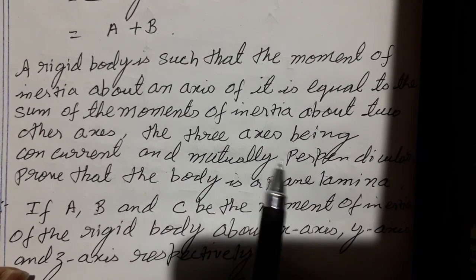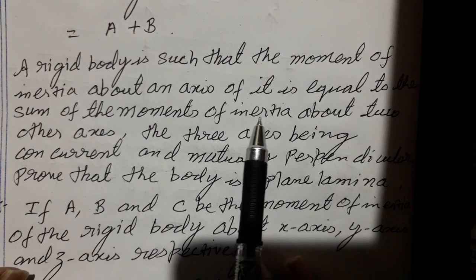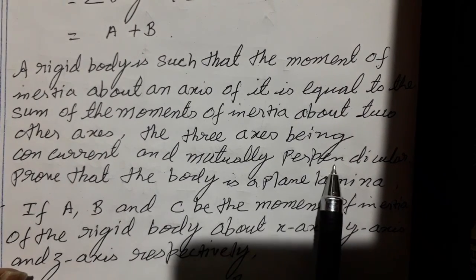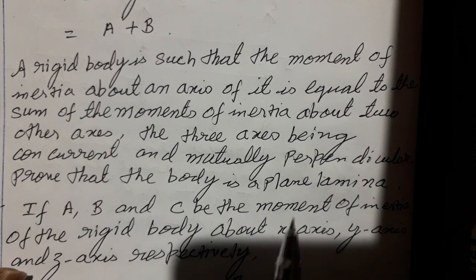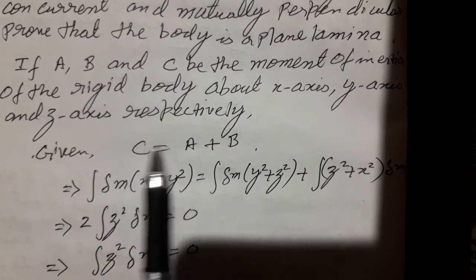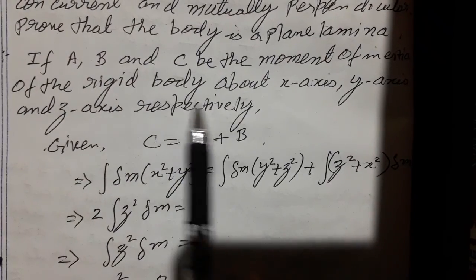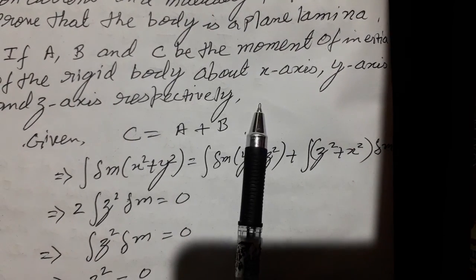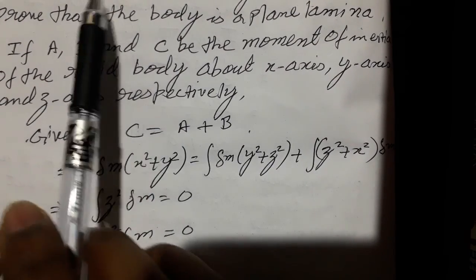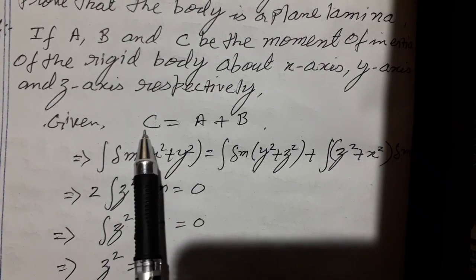Before that, suppose we take a rigid body in such a way that the moment of inertia about an axis is equal to the sum of the moments of inertia about two other axes, and these axes are mutually perpendicular. Then we have to show that the body is a plane lamina. I'm taking A, B, and C to be the moments of inertia of the rigid body about the x-axis, y-axis, and z-axis respectively. By the perpendicular axis theorem, we have C equal to A plus B. This condition is given already in the question.